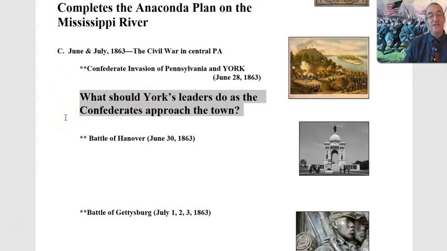And, well, York is faced with a tough choice. What should we do as the Confederates are coming? We don't have any army to defend ourselves. Well, we'll do that story in class on Tuesday.